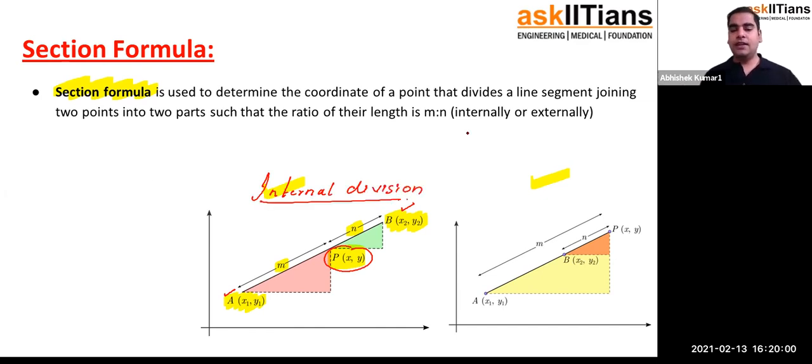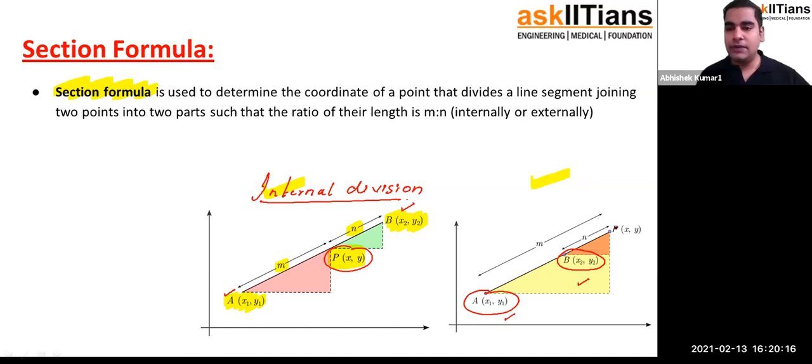Similarly, if I talk about case 2, guys, you can observe very clearly that in case 2, you have a point A whose coordinates are x1, y1. You have a point B whose coordinates are x2, y2. There is a line which is joining A and B.